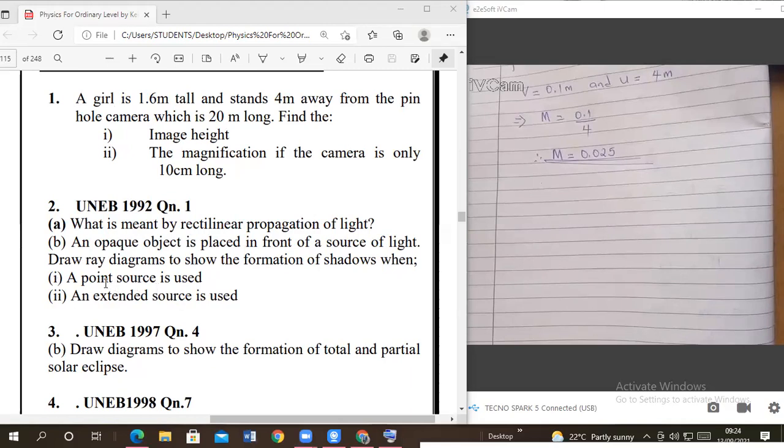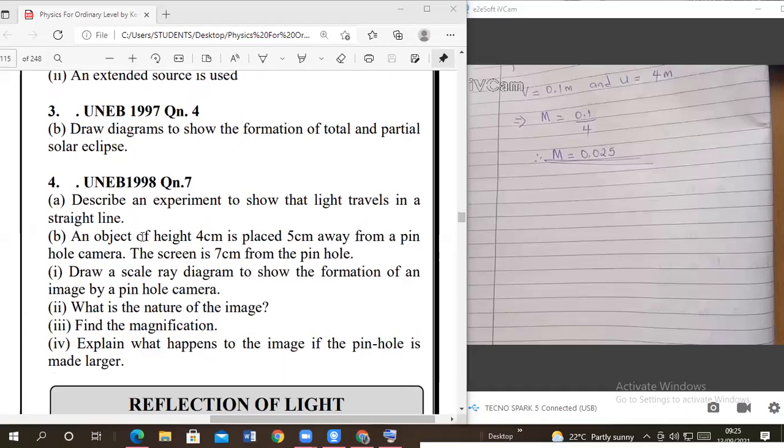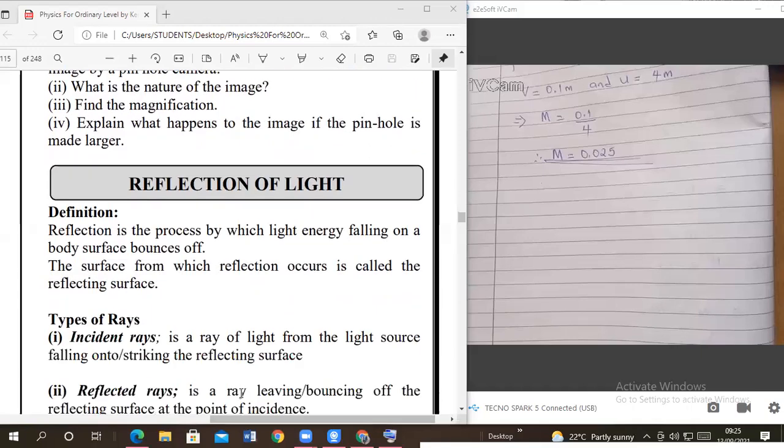You should know how to draw that. When it's from an extended source, it produces both umbra and penumbra. We have also looked at solar eclipse. We have looked at all of them.